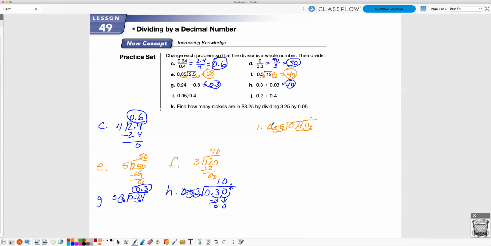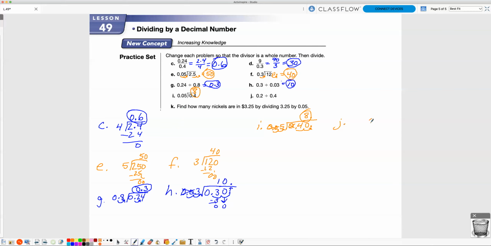Now I just simply have, I don't need these zeros, I don't need this 0. All I have is 40 divided by 5. You might know that already. 8. So the answer to this one would be 8. Letter J. Let me just put letter J right here.